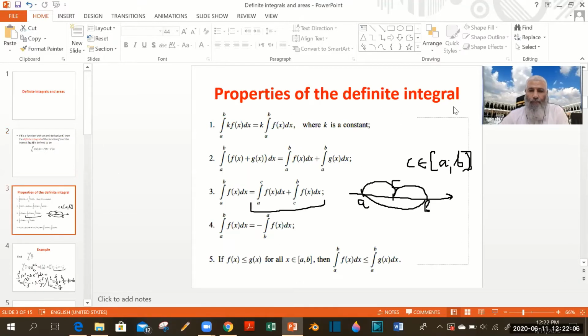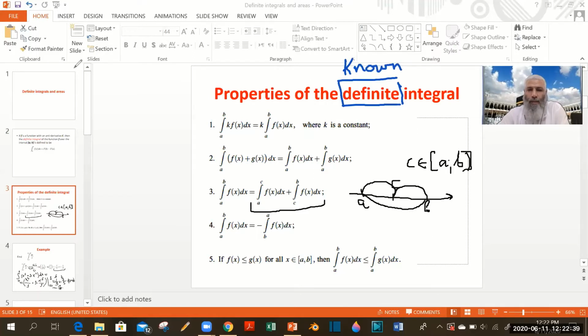Now, properties of the definite integral. Integration from a to b. These are rules, yes. These are properties, rules for this integration, the definite integration. Definite, what is the meaning of definite? Definite means known.